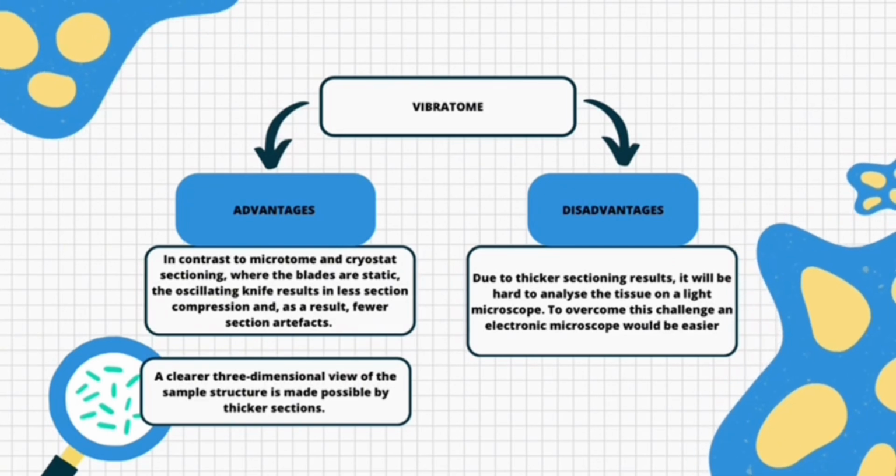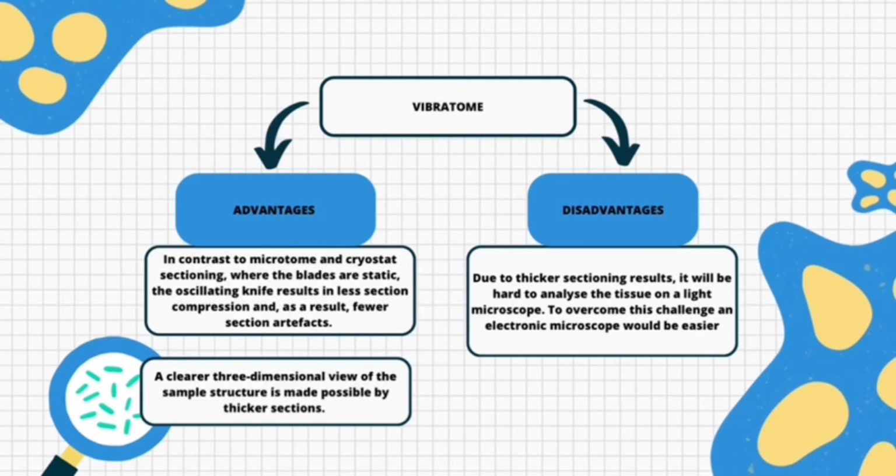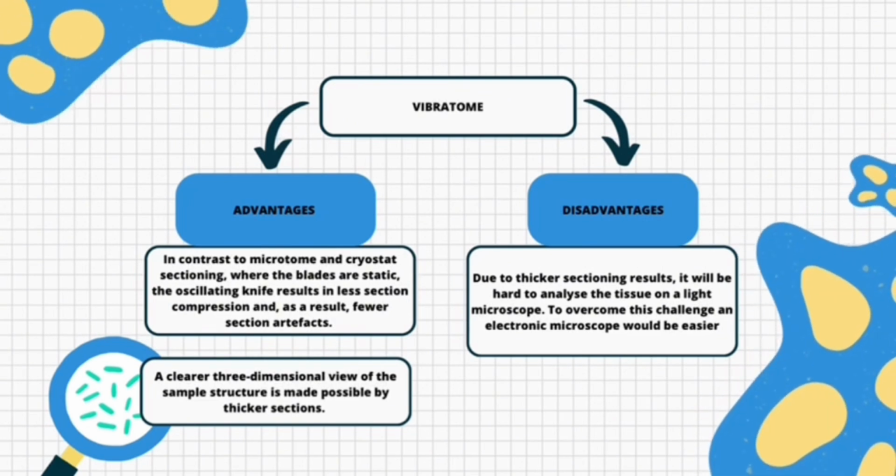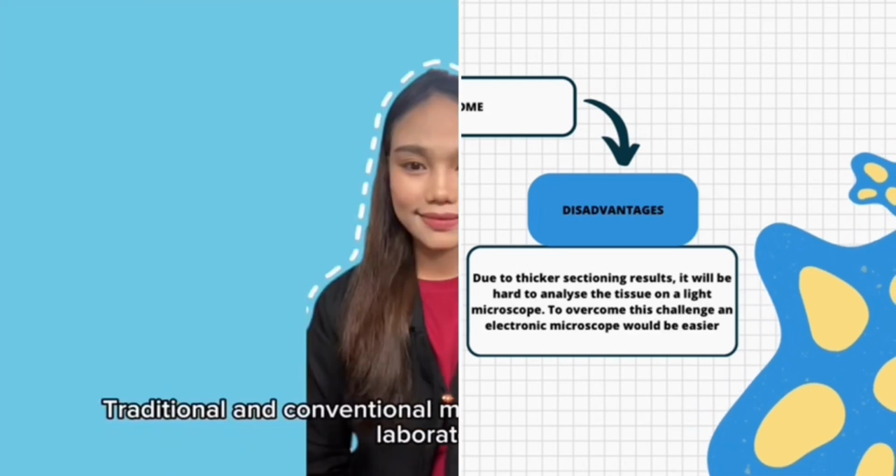While the disadvantage is that, due to the thicker sectioning, it will be hard to analyze the tissue on a light microscope. To overcome this challenge, an electron microscope would be easier to use.